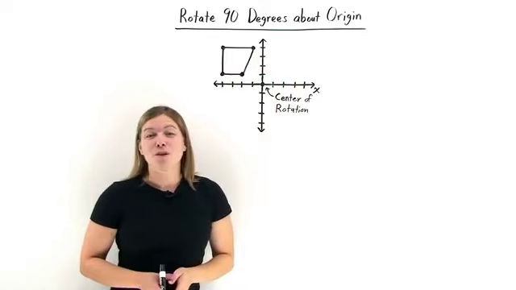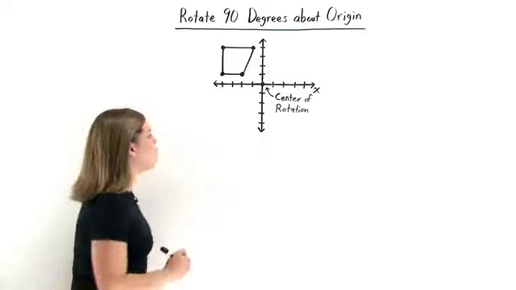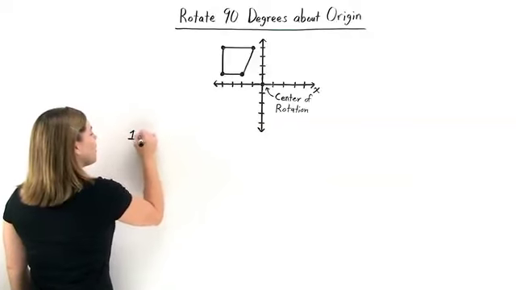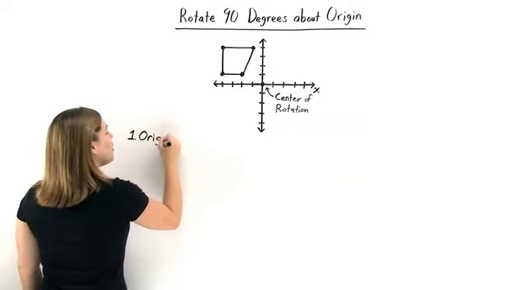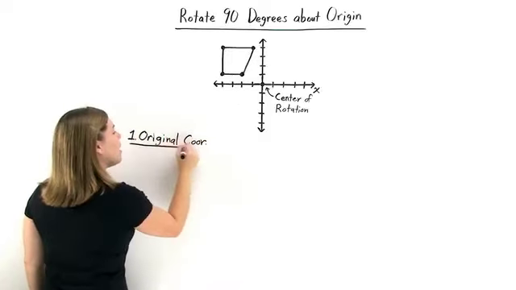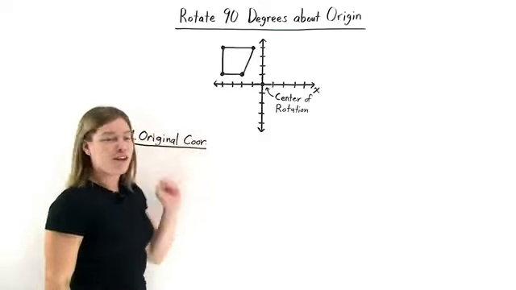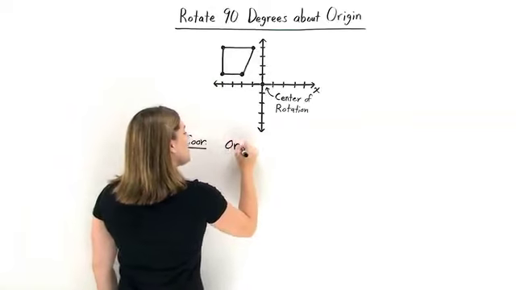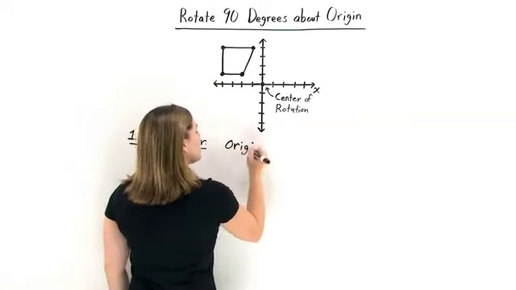Now to help us perform this rotation, let's pick some coordinates from our original figure. We will call these our original coordinates. And here, let's pick the 4 vertices of our figure. So we'll make a list of these ordered pairs.